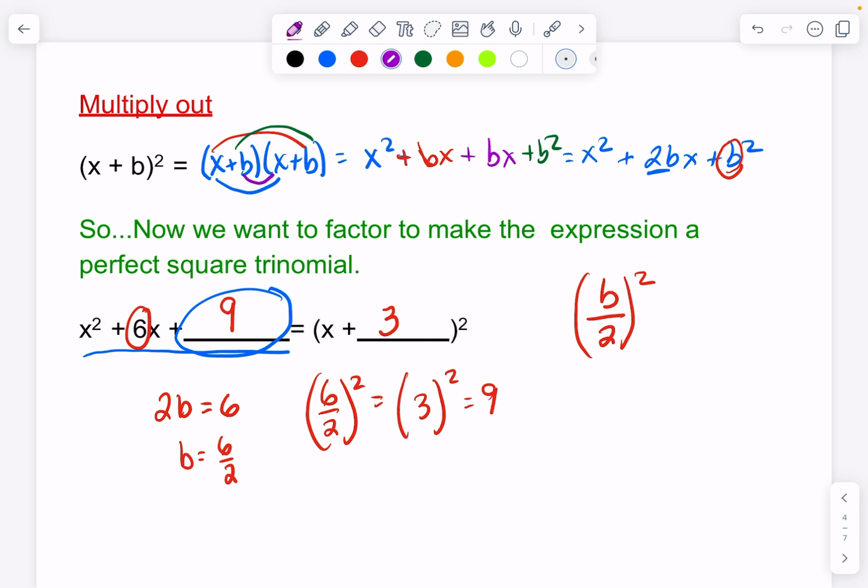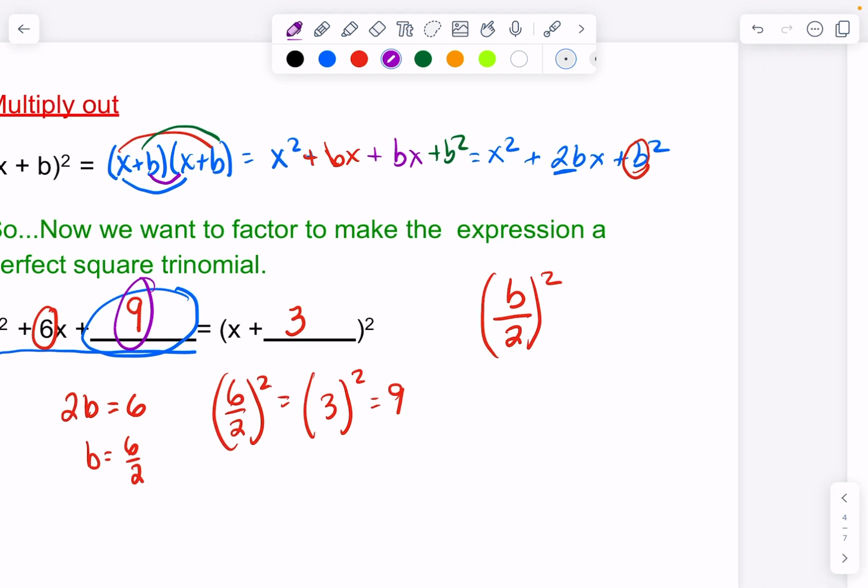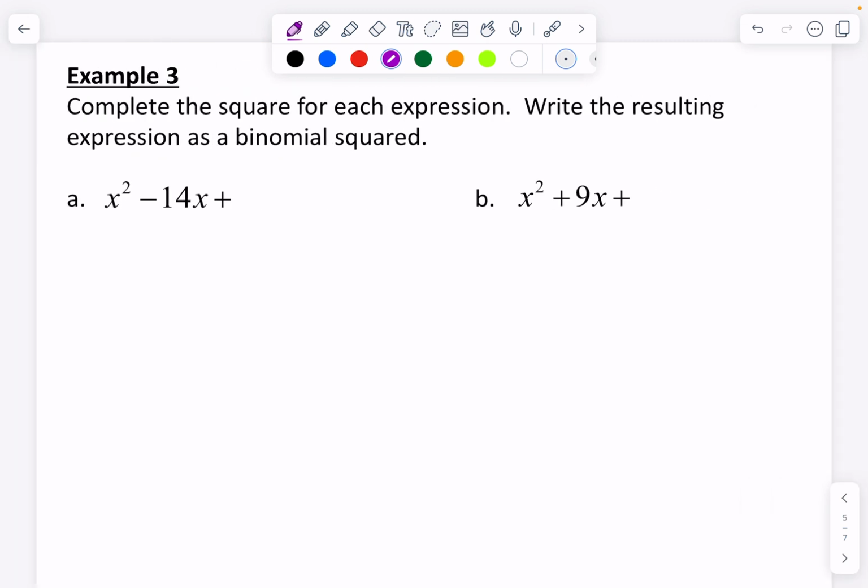The square root of whatever that number is. That 9, that last term we added in. So complete the square for each expression, write the resulting expression. So I take my 14.